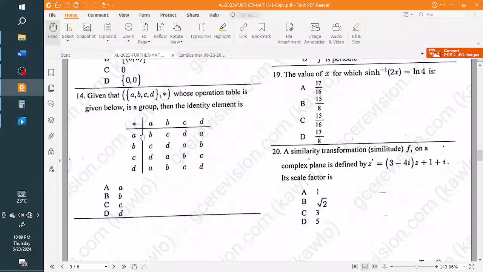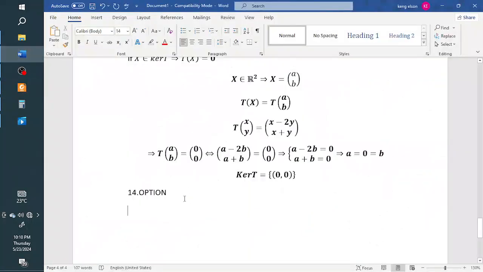Now let's verify if we are true. If I take A and operate with D, I will get A. It means that D is the identity element. Now let's go with B. If I take B and operate with D, I will get back B. So if I take any element and operate with the identity, I will get back that element. If I take C, operate with D, I will get C, and D operated with D, I will get D. I think that's it, right? So D is the identity element. So question 14, option D is correct.